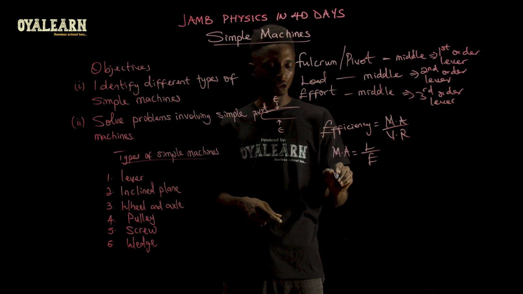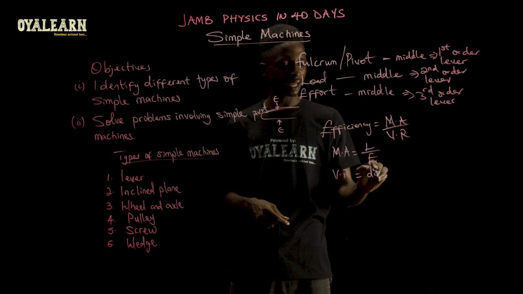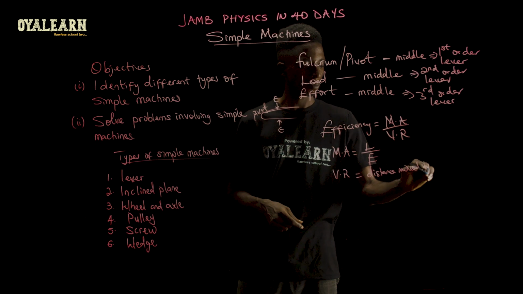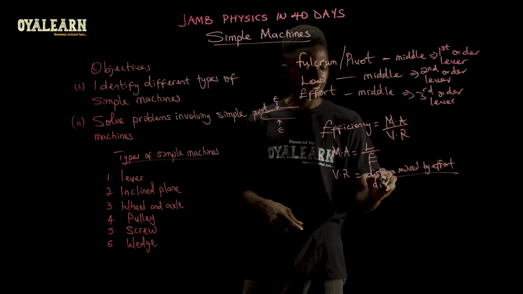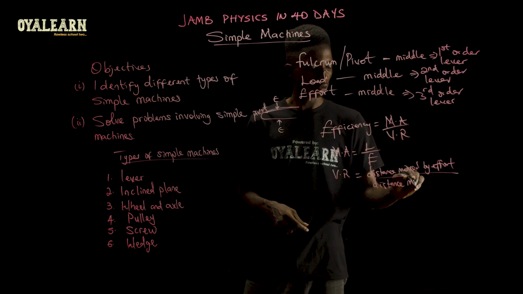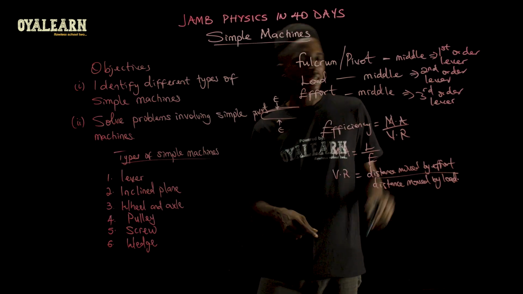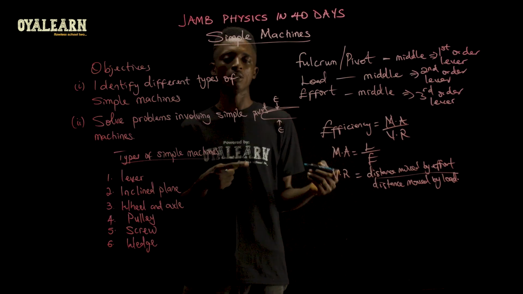While velocity ratio is given as distance moved by effort over distance moved by load. Now, here is the common challenge with solving, especially when it comes to velocity ratio.